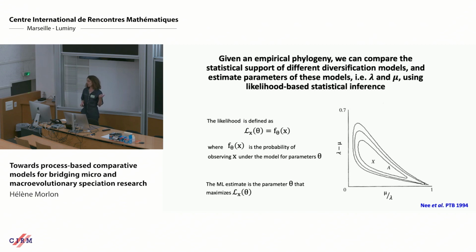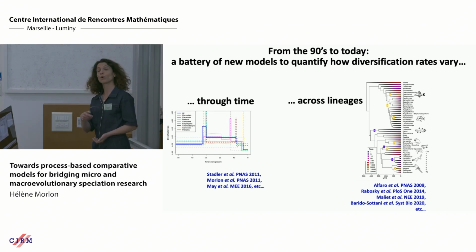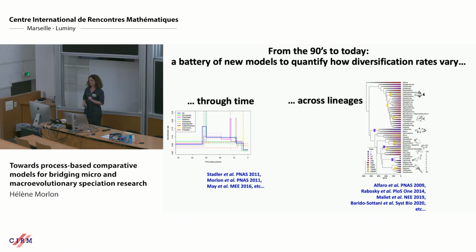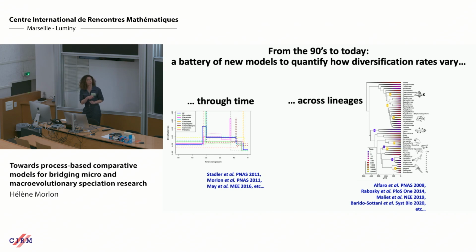Since these processes were developed starting from the 90s, there have been a lot of further developments that allow us to estimate how diversification rates vary through time. We have the example here of a model with time-constant speciation rates, piecewise constant speciation rates through time, and also across lineages. So here we see models where different net diversification rates are allowed across the tree, and detection of particular places in the phylogenetic tree where there has been a burst of diversification.